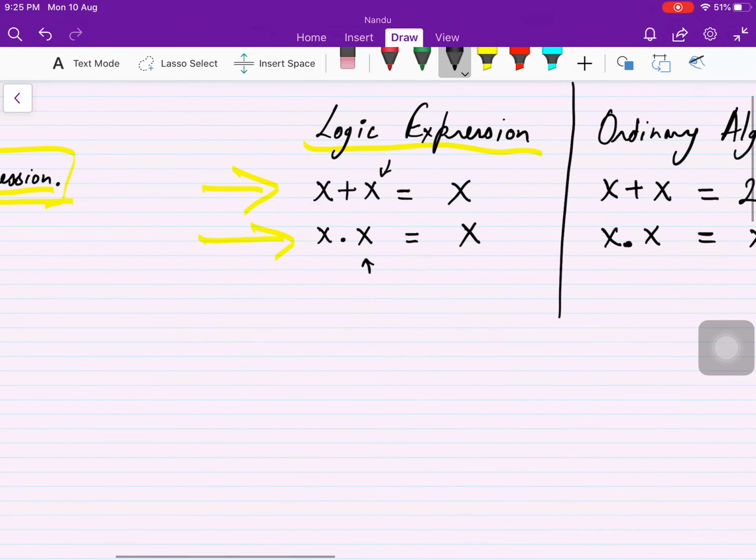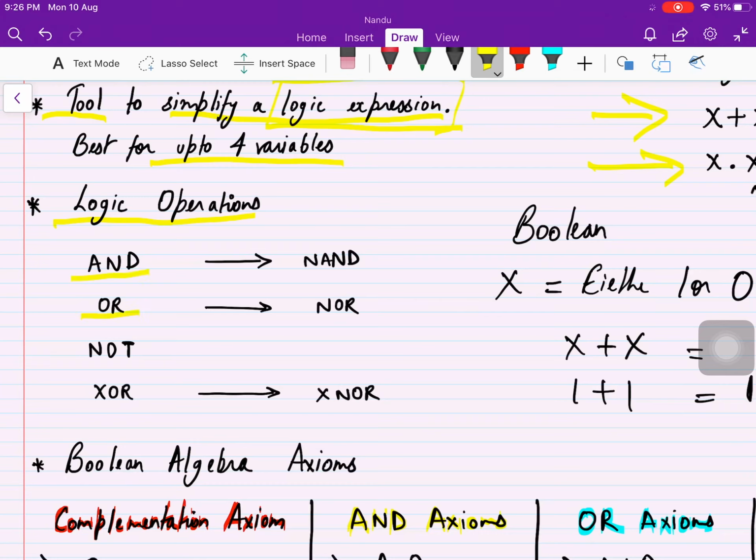In Boolean algebra, the logical operations used are AND, OR, NOT. These are the main primary three, and XOR. If we use NOT with AND, we derive NAND, with OR we derive NOR, and with XOR we get XNOR. So these are some functions. I'll discuss them later.